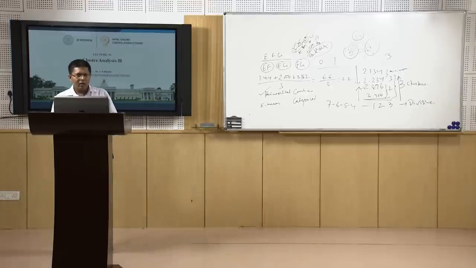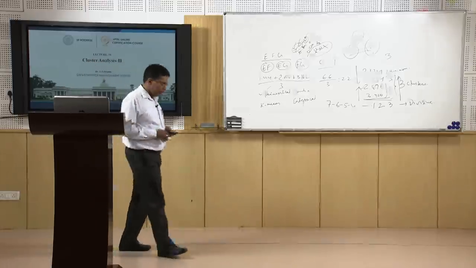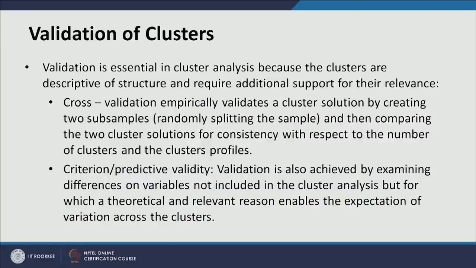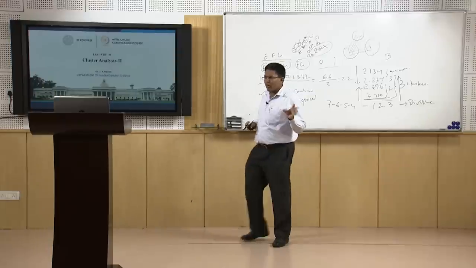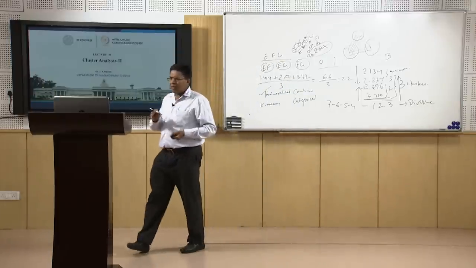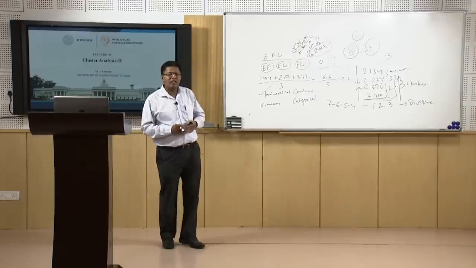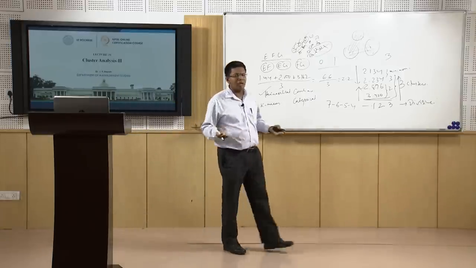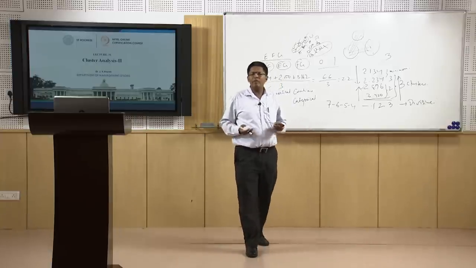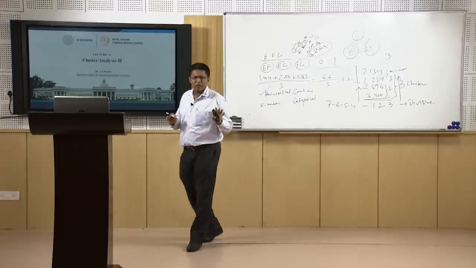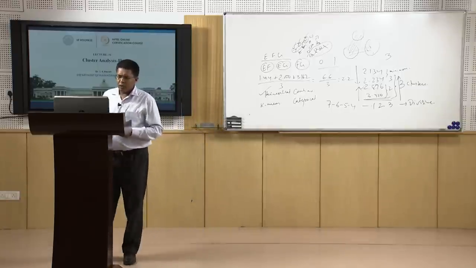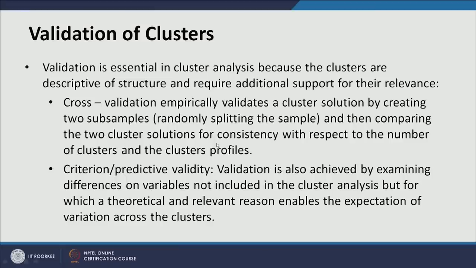How do you validate the cluster now? That is the last question. To validate the cluster, you can split the entire data set into two halves. After splitting the file randomly, you run the cluster solutions on each and check whether there is any difference or similarity. If there is a similarity, then we would say it is valid. So we can compare the two cluster solutions for consistency with respect to the number of clusters and the cluster profiles.